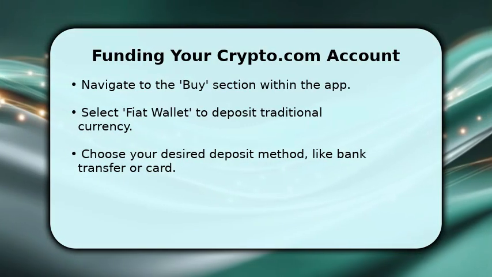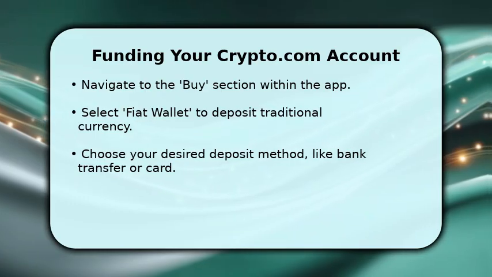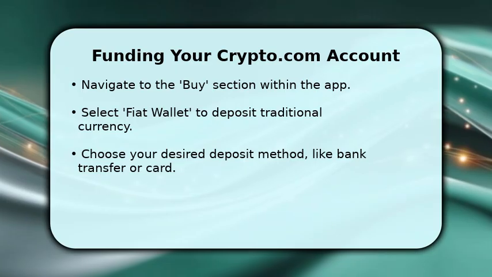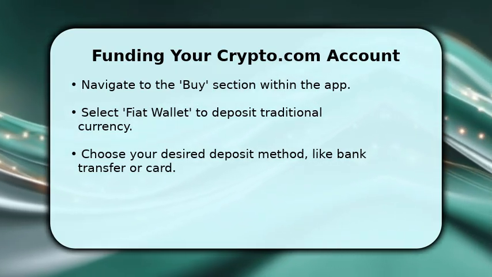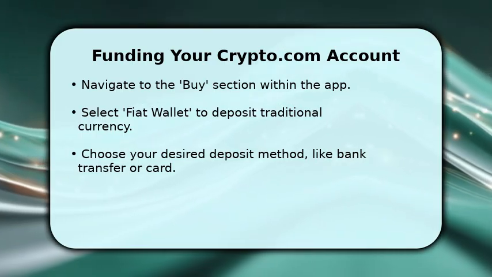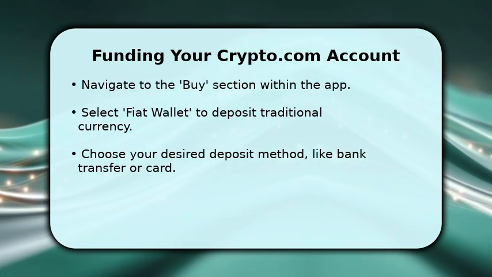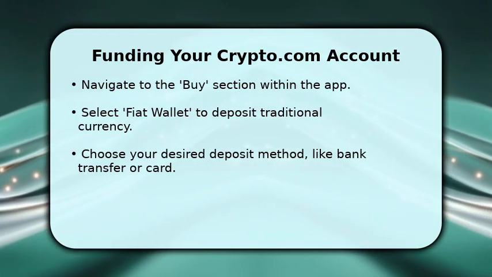To begin, tap the Buy button located prominently within the Crypto.com app interface. From there, you will select Fiat Wallet to add funds using traditional money. You can choose to deposit funds via a bank transfer, which might take a few business days, or instantly with a debit or credit card, though card fees may apply. Ensure you follow the on-screen instructions carefully for your chosen method.